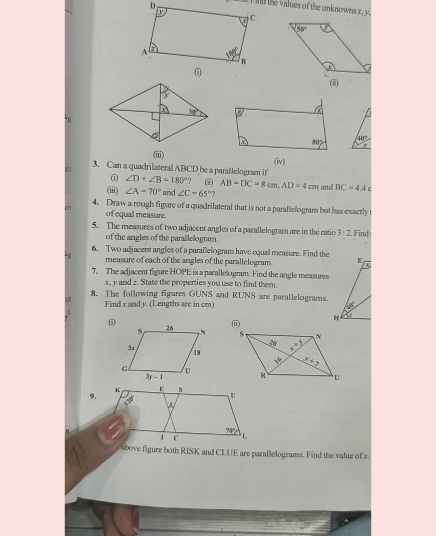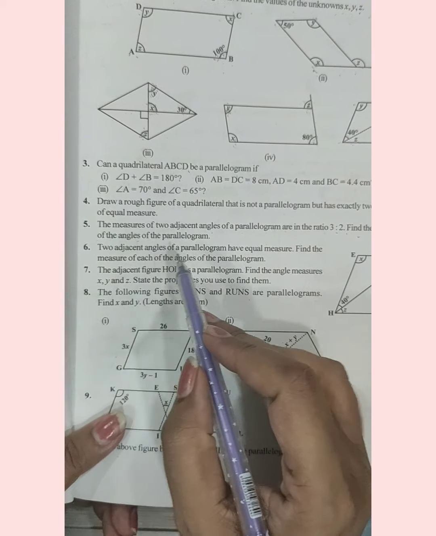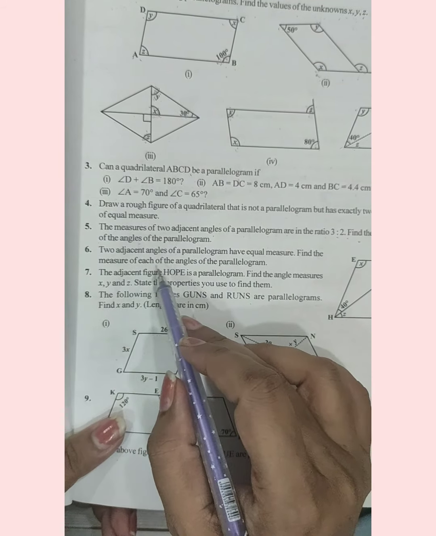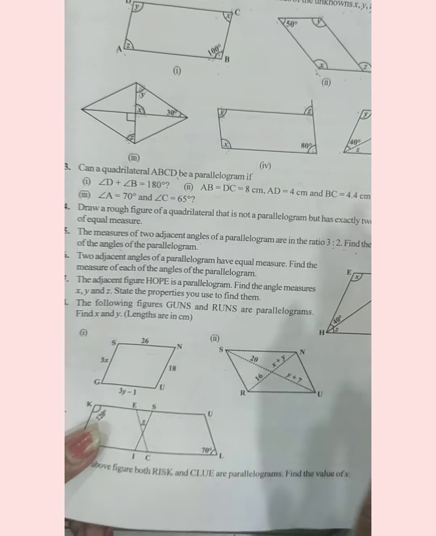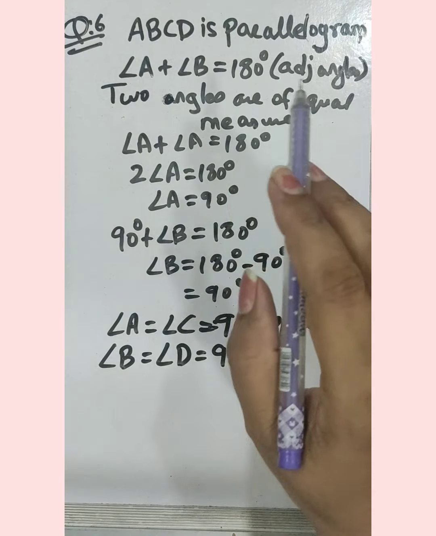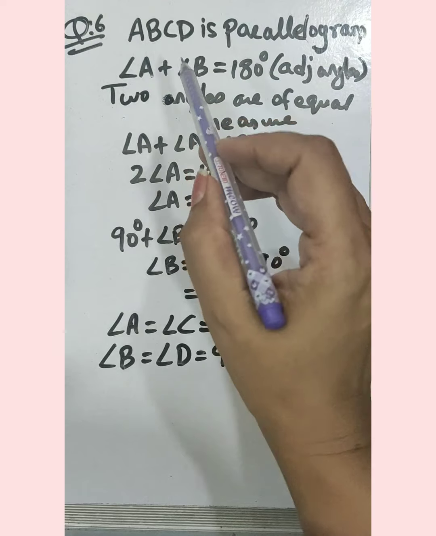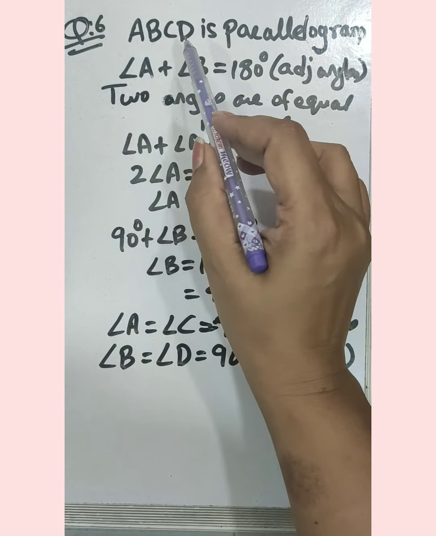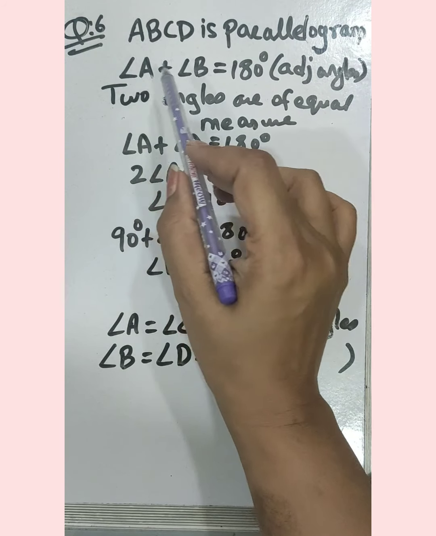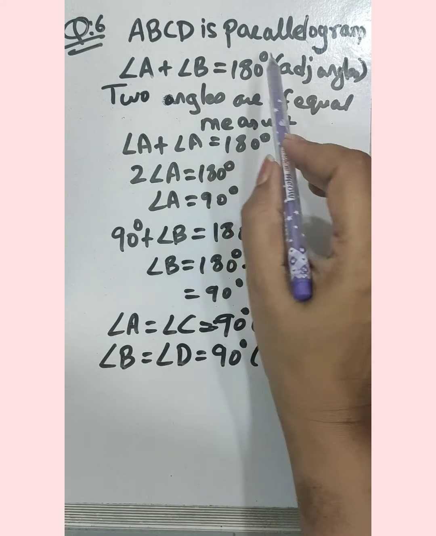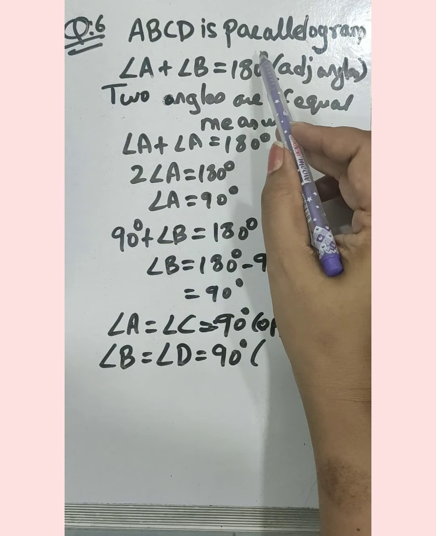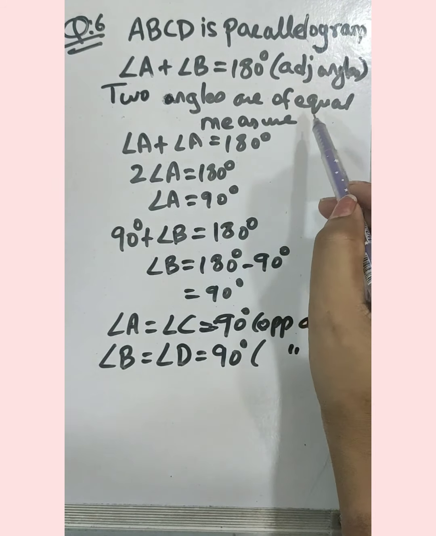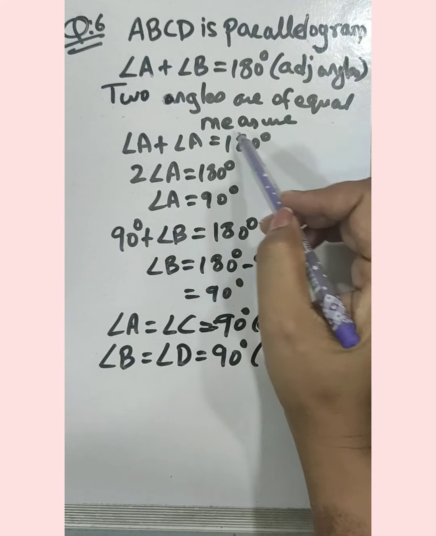Question number 6. Two adjacent angles of a parallelogram have equal measure. Find the measure of each of the angles of the parallelogram. Now here there are two adjacent angles given to us. Suppose I take the parallelogram ABCD and the two adjacent angles as angle A and angle B. So the addition of both the angles will be 180 degrees as they are supplementary. Now these two adjacent angles are of equal measure.